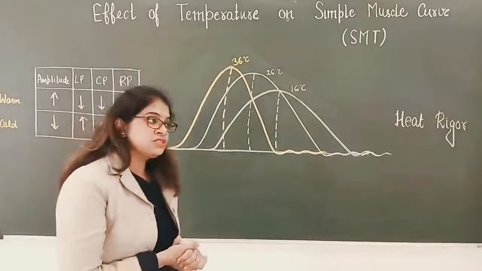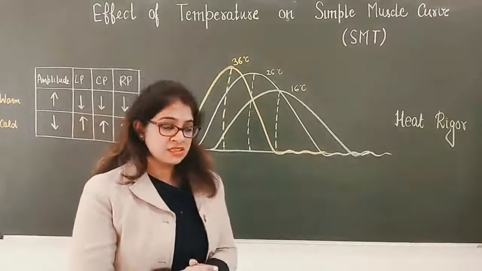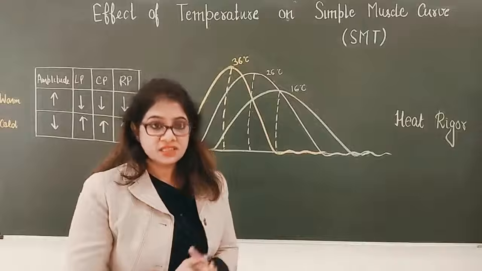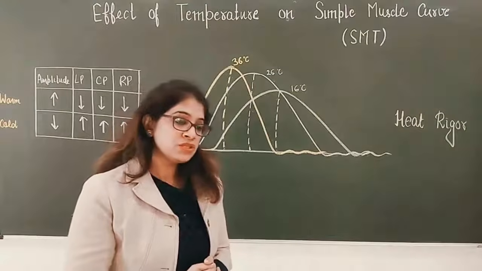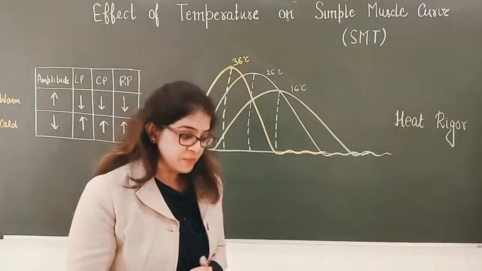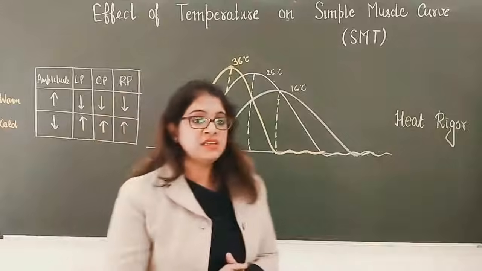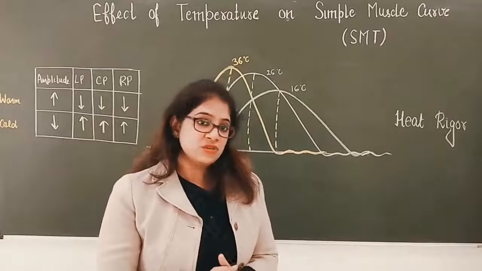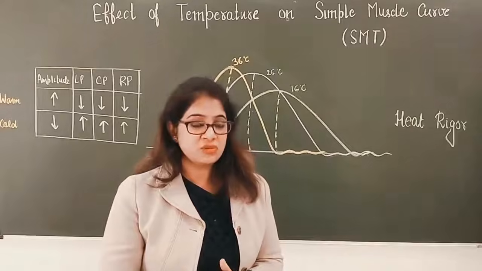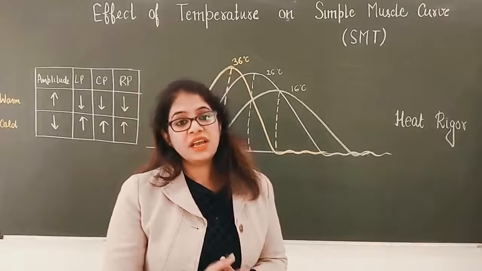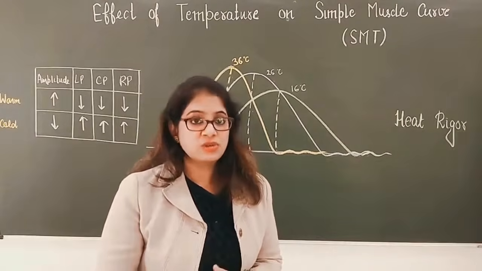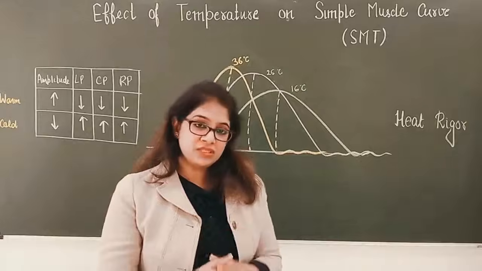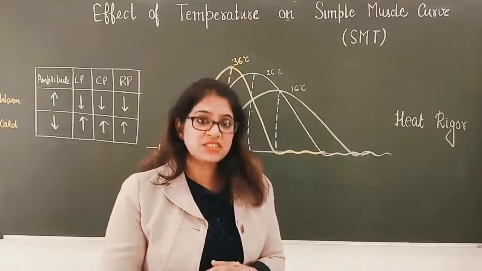Now another question your examiner may ask is why this effect has occurred. So what happens on pouring warm saline? Whenever temperature increases around the muscle, the temperature of the muscle has also increased. Because of that, enzymatic activity will increase. On increasing enzymatic activities, all the processes have been fastened.